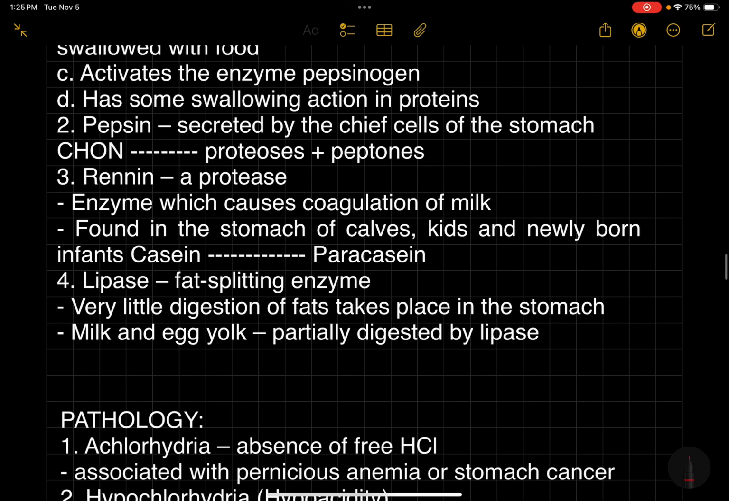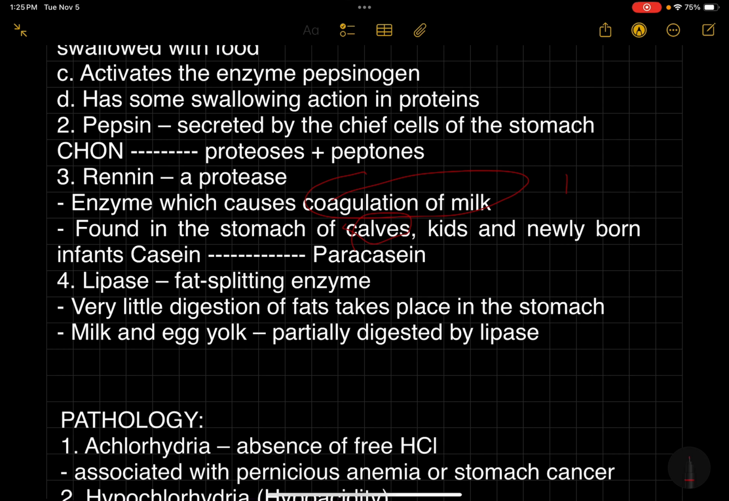Renin, a protease enzyme which causes coagulation of milk. Renin is found in the stomach of calves, kids, and newborn infants. Casein goes to paracasein.